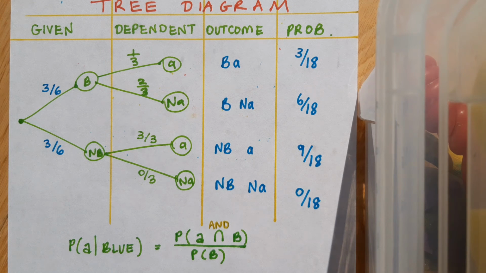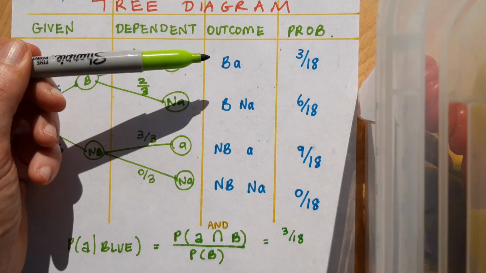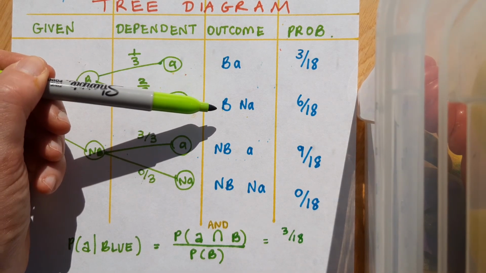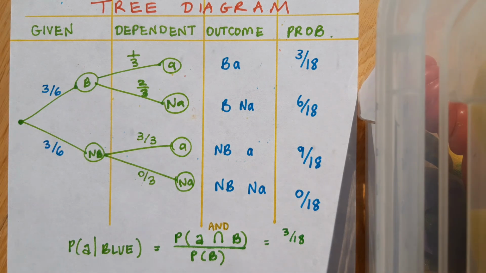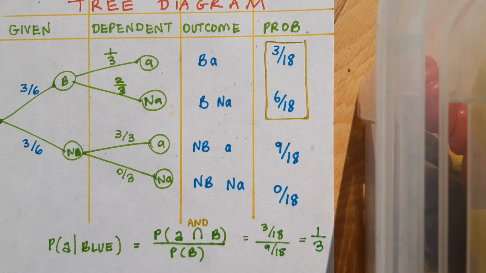And so that is 3 over 18. And I also need to identify the probability of B. Well, the probability of B is going to be all of the outcomes that have B listed in it. So this outcome has a B listed, and this outcome has B listed. So the probability of B is those two probabilities together. And in this case, that makes 9 over 18. And when you calculate your solution for this then, 3 over 18 over 9 over 18 works out as 1 over 3. So if you've selected a blue letter, then the chances that it was an A was 1 in 3.